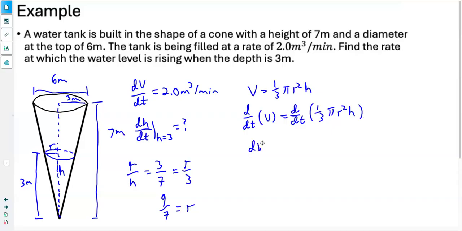So we have dV/dt equals 1/3 pi r squared times dh/dt. Now we want to rearrange this to get dh/dt on its own. So I'd multiply both sides by 3 to get rid of the 1/3. So we have 3 times our derivative of volume with respect to time, divided by pi r squared, equals the rate at which our height is changing.